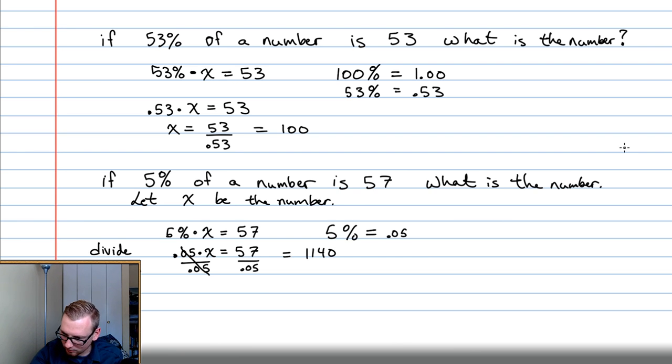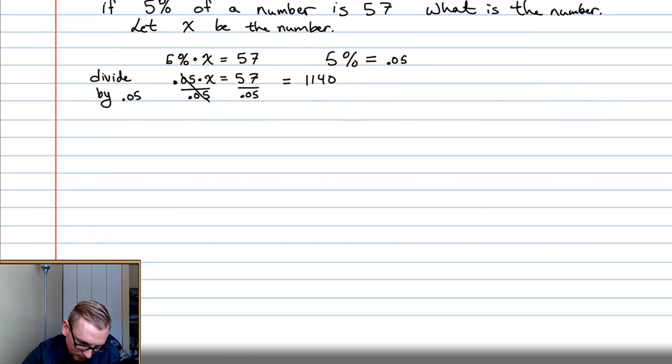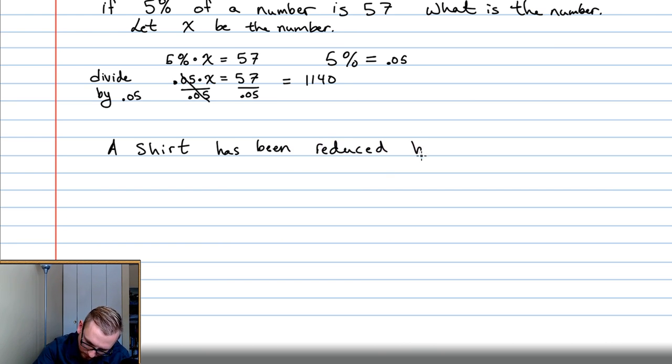Okay, bronze. That was that first part. Let's see what's the next part. Now we're going to do silver. A shirt has been reduced by 40% to $7. I'm going to just say dollars because that's easier for me to write. What was the original price?